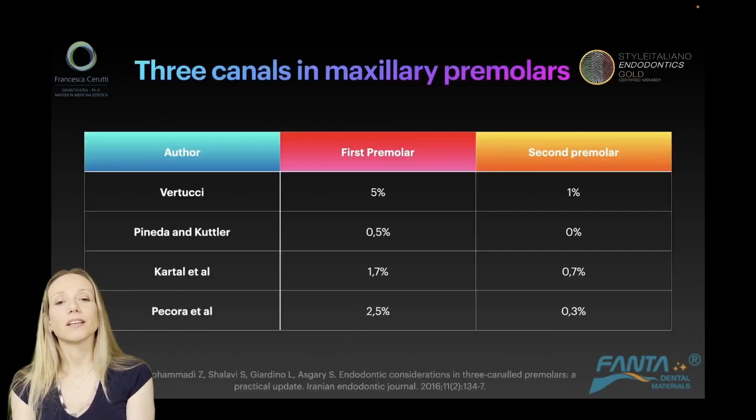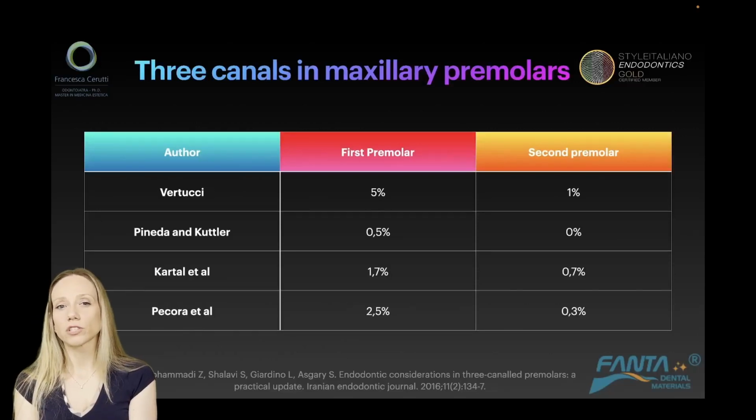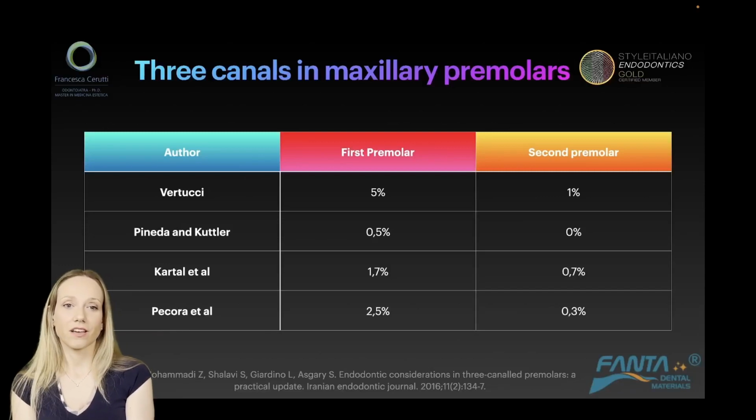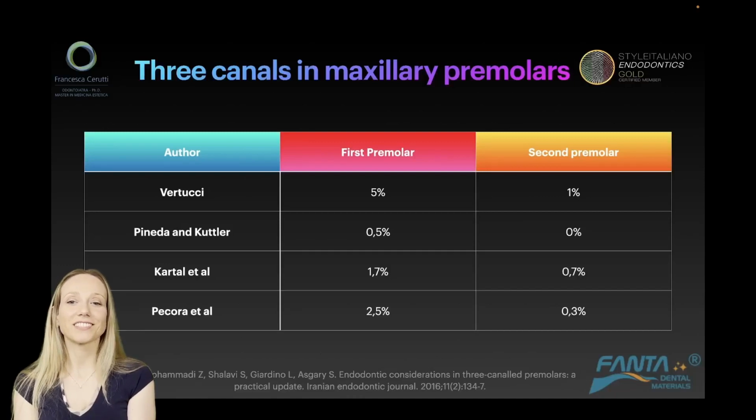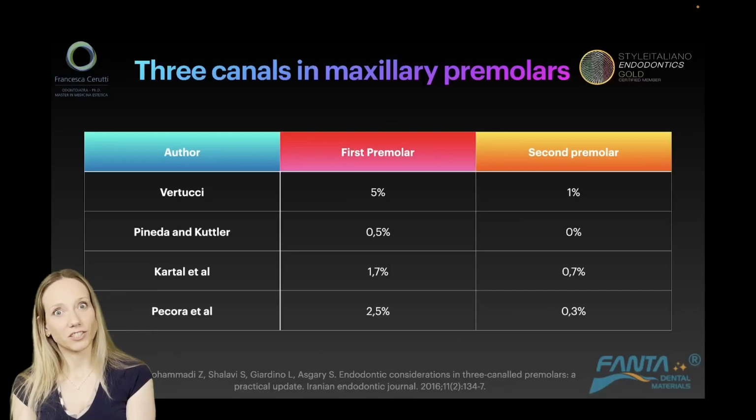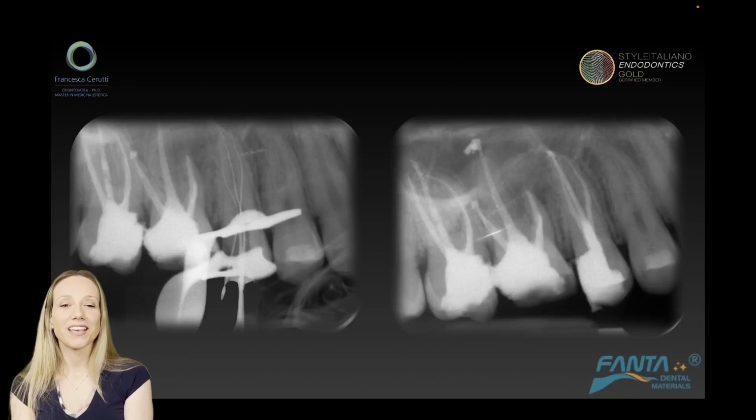Okay, but how often can we find 3 canals in maxillary premolars? According to Vertucci, the second premolar is 1%. According to Pineda and Kuttler, 0. According to Carter et al., 0.7. According to Pécora and colleagues, 0.3. So I was extremely lucky to find the 3 root canals in a maxillary second premolar. I did the retreatment of the molar, the initial treatment on the second molar, and then I took my time to treat the second premolar.